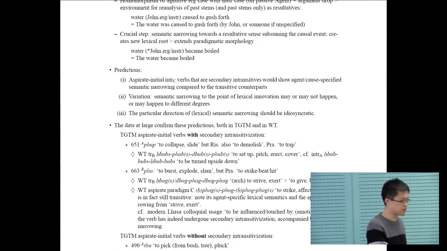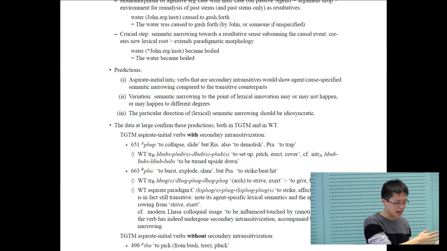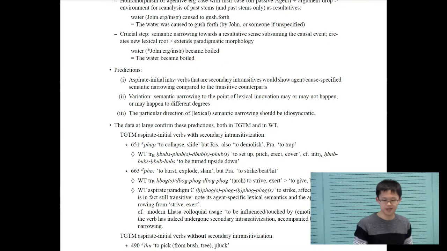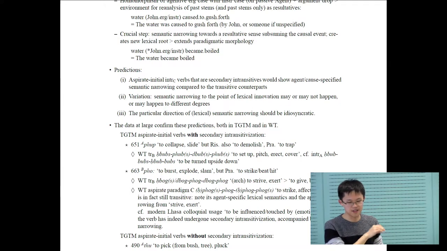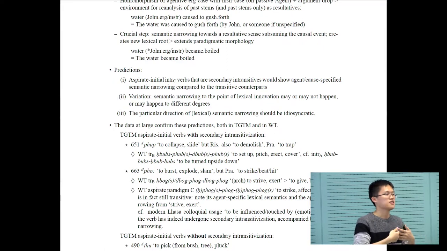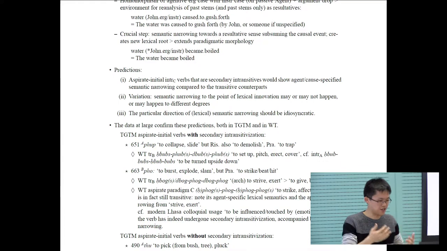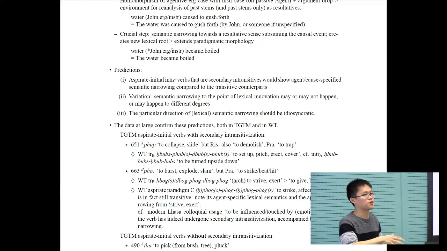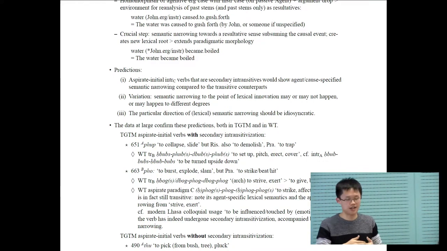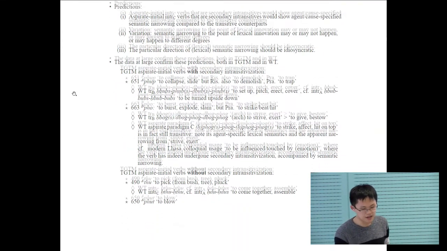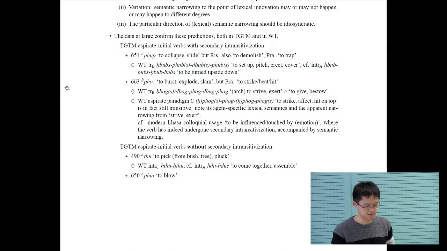You would have cases where you have a fully aspirate paradigm that is not intransitive, that's still transitive. And third, the particular direction of the narrowing should be idiosyncratic. There's no inherent reason why gushing forth would become boil as opposed to another type of narrower sense of causing to gush forth. And I'm gonna skip the data, but all of these predictions are borne out both in TGTM and in Tibetan.